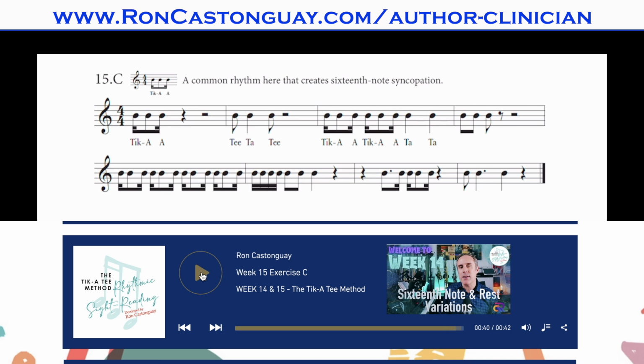And there you have it, exercise 15C. Now you'll notice on that Tik-A rhythm, I actually made the eighth note short, so it was a little bit like a staccato eighth note, and that's just to bring out and to emphasize the 16th note syncopation. Okay, so we listened to the MP3. If you didn't yet perform it on your instrument, now is the time that you need to go and do that before moving on.